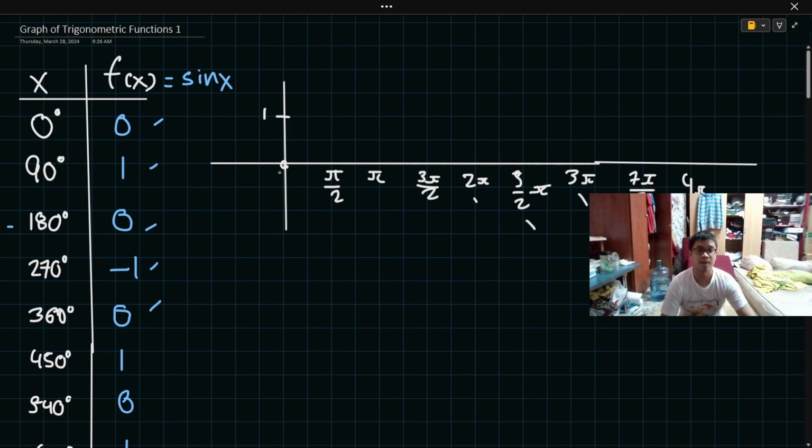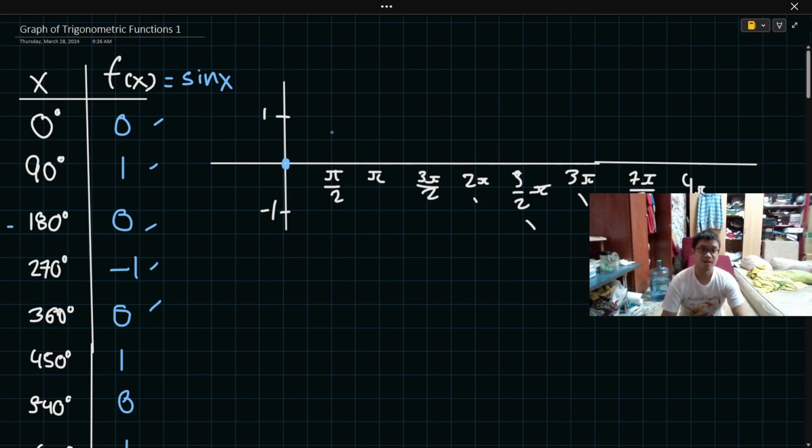So let's just say this is +1, 0 is at the origin, and -1 is here. So let's plot them, all right? Okay, so let's start first with the beginning. 0 degrees or 0 radians. So according here, you will get a y value of 0. So that means it's at the origin. It's here. Oh wait, no, it's here.